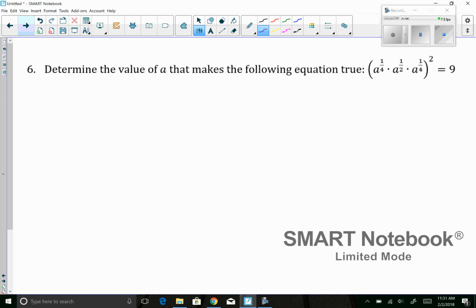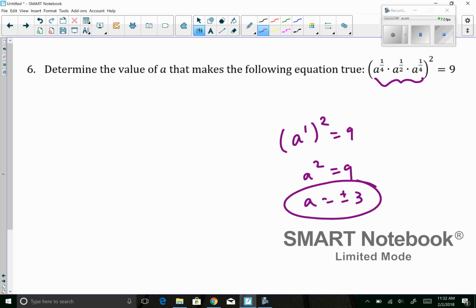The next one looks way more difficult than it actually is. The first thing I would do here would be combine all of these together. I know when I multiply variables, I add their exponents. A fourth plus a half plus a fourth is 1. So I have a to the first power squared equals 9, or a squared equals 9. If I square root both sides, I get a equals plus or minus 3. So there's 2 answers for this question.